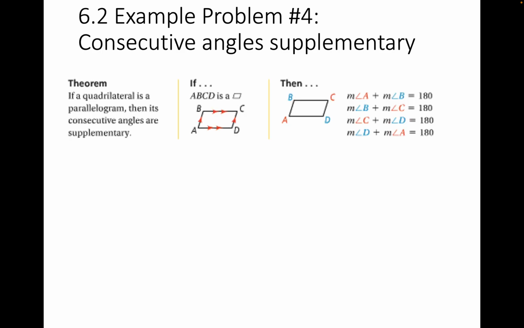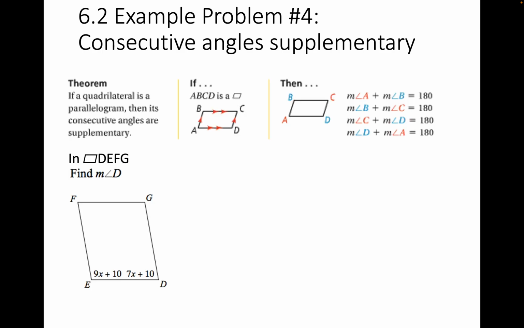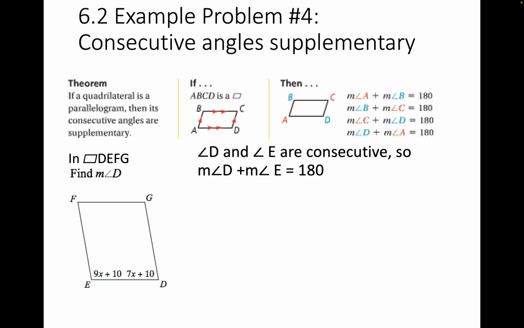So try example problem number 4. Push pause, try this on your own. All right, in parallelogram DEFG, it's asking us to find the measure of angle D. And in a parallelogram, D and E are consecutive, so they must add up to 180. So 7x plus 10 plus 9x plus 10 must equal 180. That's 16x plus 20 equals 180.